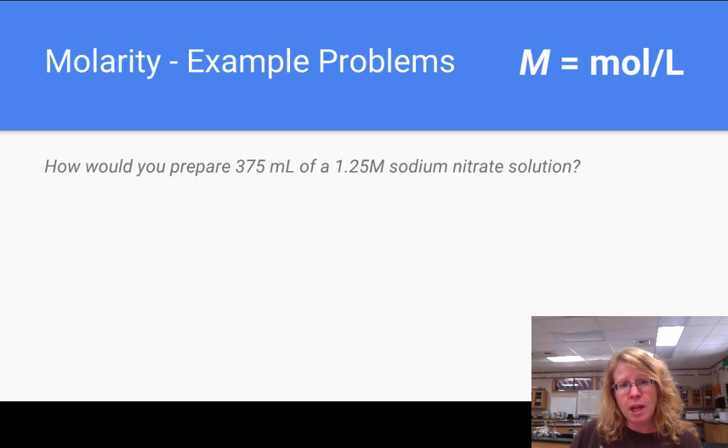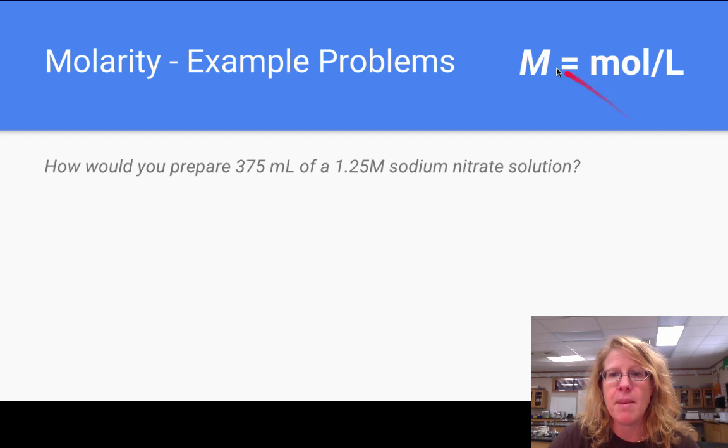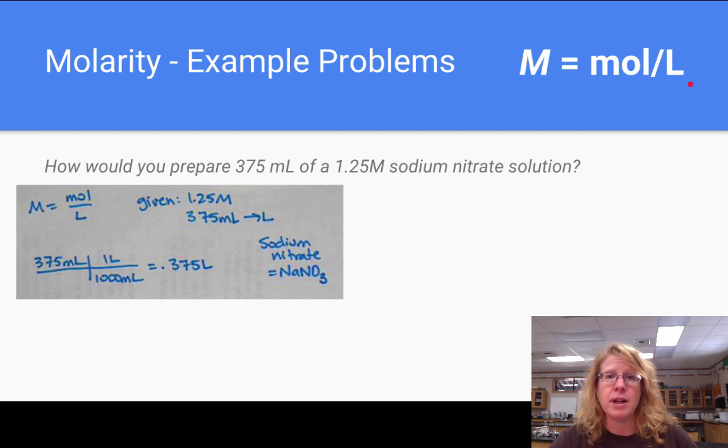Here's our second problem, a little bit tougher in some ways. How would you prepare 375 milliliters of a 1.25 molar sodium nitrate solution? Again, let's look at our formula. Molarity is moles per liter. So what do we have in our problem here? I've got this 1.25 molar, and it's going to go here on the left. And then I've got 375 milliliters of that solution. That's going to go down here. That's my volume. So let's take a look at what this looks like when we work it all out.